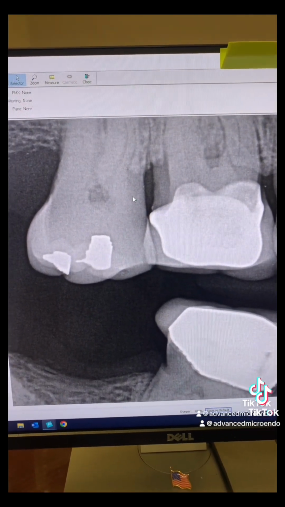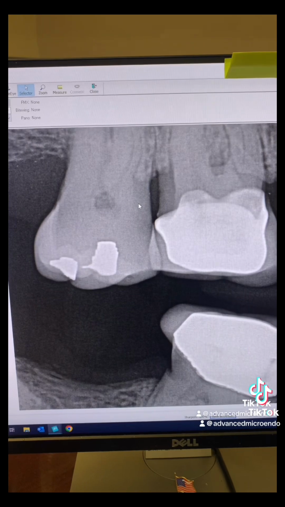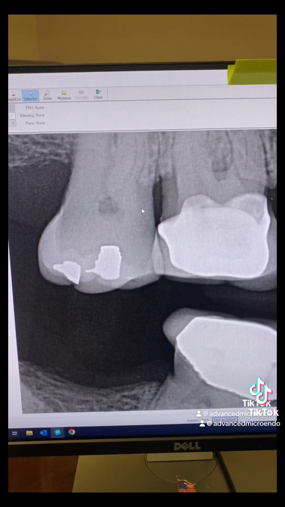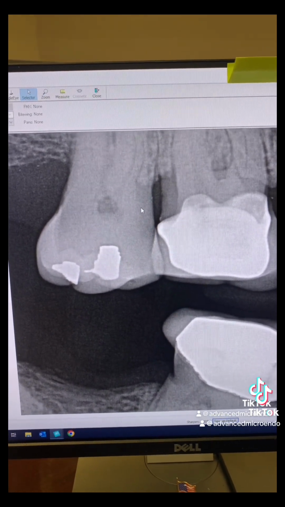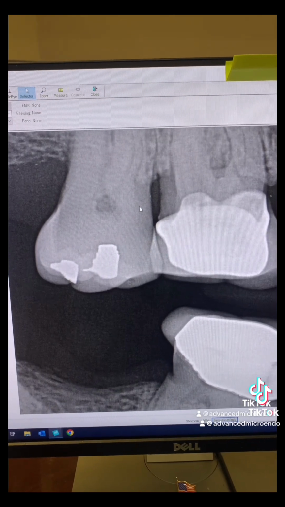Anyways, again, if I had done a root canal on this tooth, it would not have done this patient any good. So proper diagnosis is very important. Proper diagnosis.